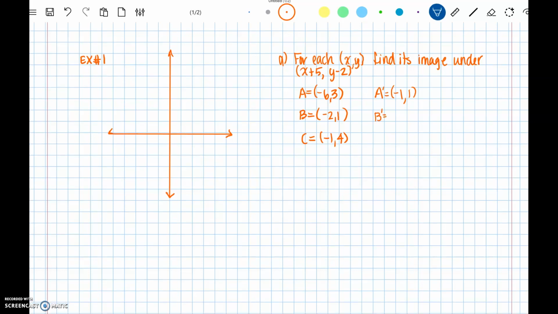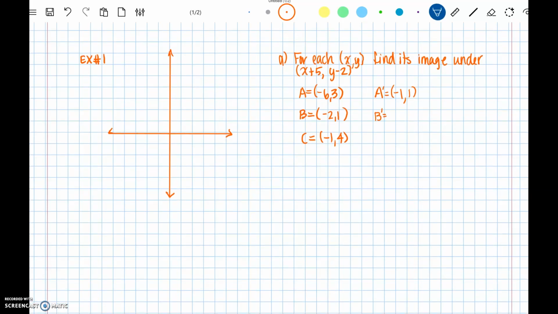B prime takes B's x, increases it by 5. -2 plus 5 is 3. 1 minus 2 is -1. And then for C prime, -1 plus 5 is 4. 4 minus 2 is 2. So part B says sketch both triangles: triangle ABC and triangle A prime, B prime, C prime.